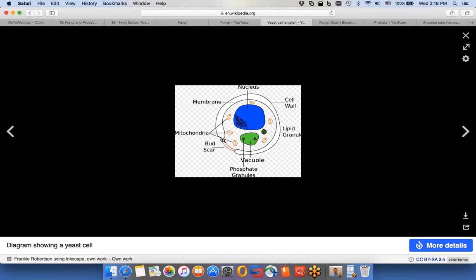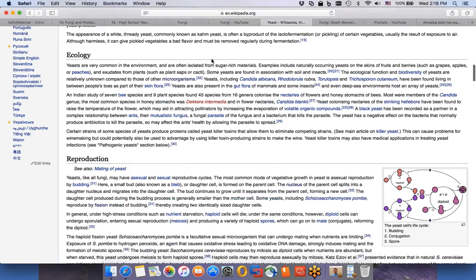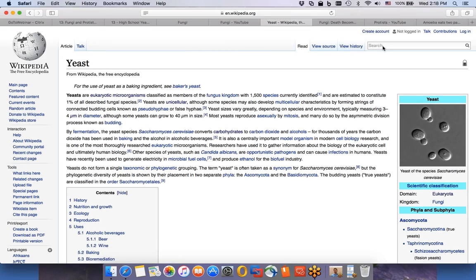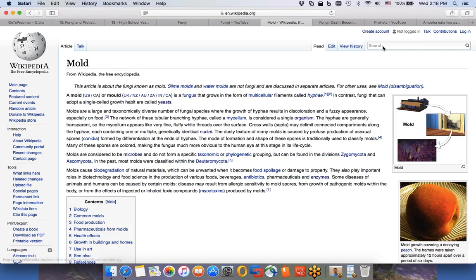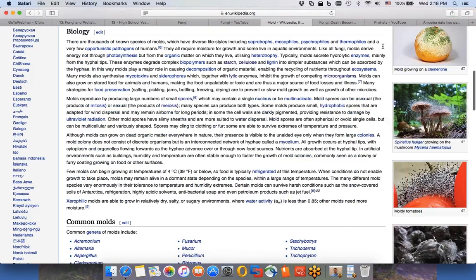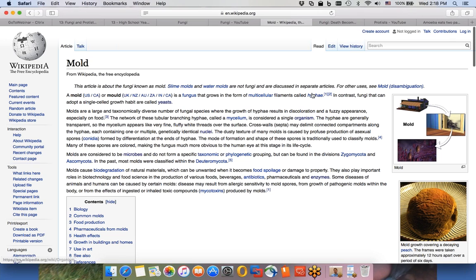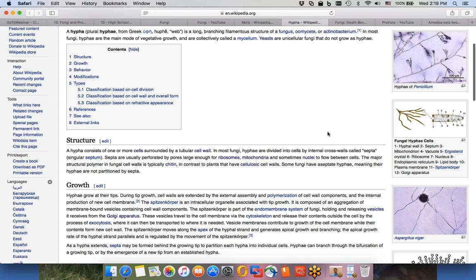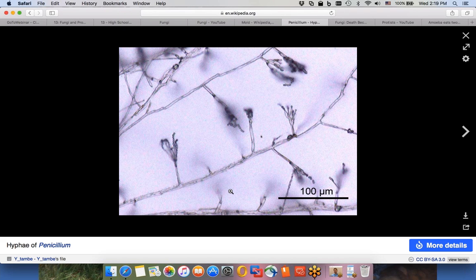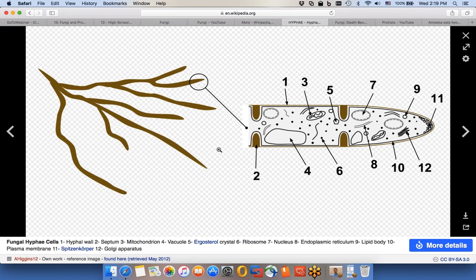But it also talks about molds, and they're very common and diverse, and they're multicellular, and they grow as a network of tubular, branching, interconnecting cells called hyphae. Is that right? Hyphae, yeah. Okay. And that is a long branching filamentous structure, and it is the main mode of vegetative growth and is collectively called mycelium. Is that correct? So you look on the screen, and this long branching line is basically hyphae.